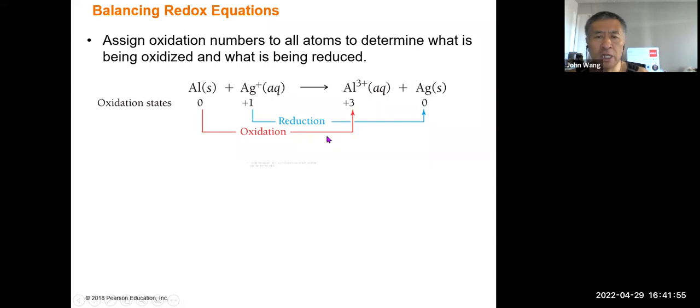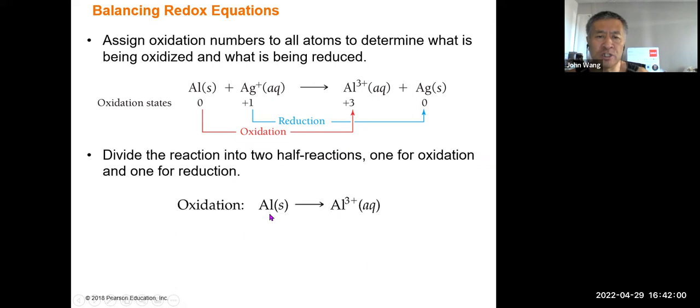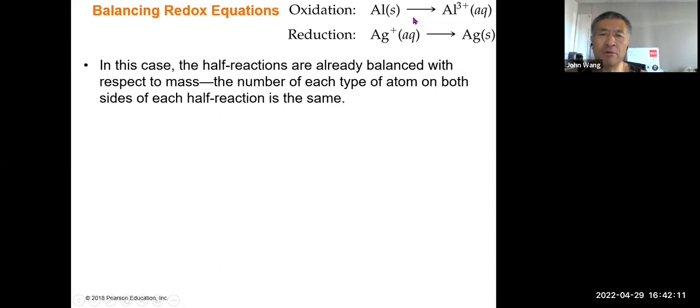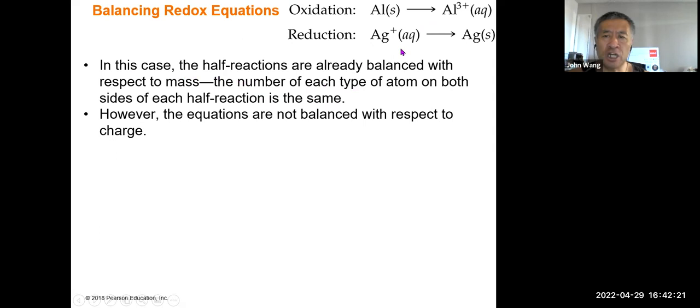So therefore we can write this equation as two equations. One will be the oxidation for aluminum. The other one is the reduction for silver. Then we will balance both of them separately and put them together in the last step. In this case, the half-reactions are already balanced with respect to the atoms, but the charge is not. So therefore, we will balance the charge by using electrons.